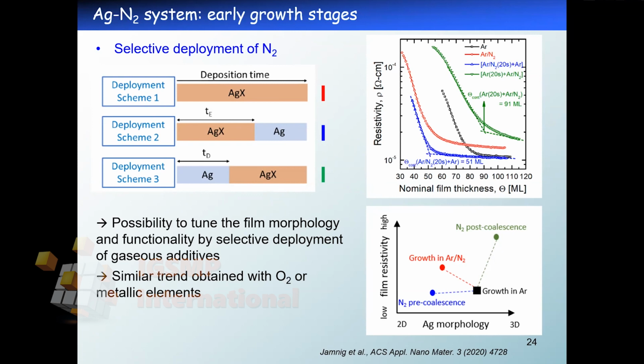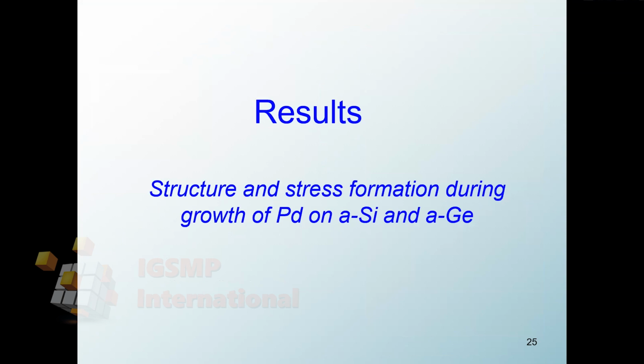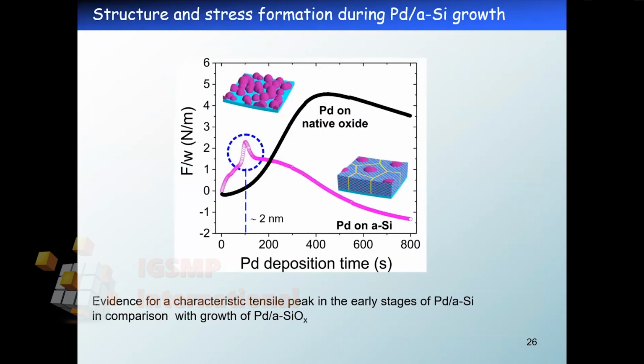So in the remaining part, the 5 minutes, I will discuss some results we obtained during growth of palladium on a reactive surface, reactive by the fact that we have exposed amorphous silicon and amorphous germanium to palladium. And to illustrate this, it's nice to start with this curve where I compare in black the growth of palladium on weakly interacting substrates such as silicon dioxide. This is the curve I have already discussed before, and we observe again the compressive, tensile, compressive behavior.